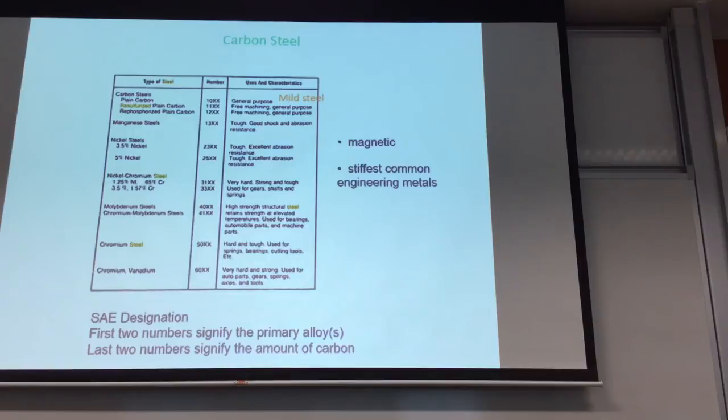The two that are of particular importance to you will be the molybdenum steels and the chromium molybdenum steels, because these are used a lot for machine parts. Basically the first two numbers signify the primary alloys, and the last two numbers signify the amount of carbon. So if I tell you it's a 1030 steel, this is a carbon steel with about 0.3% carbon.